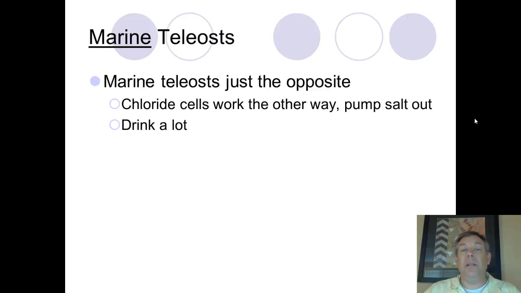Now, a marine teleost is just the opposite, okay? Their environment is saltier than they are. They're living in seawater, and so their chloride cells are actually flipped and work the other way. So the salt is constantly trying to come into the fish. They're spending energy to pump it out. And they're constantly losing water to their environment because their environment is saltier, so they have to drink a lot.